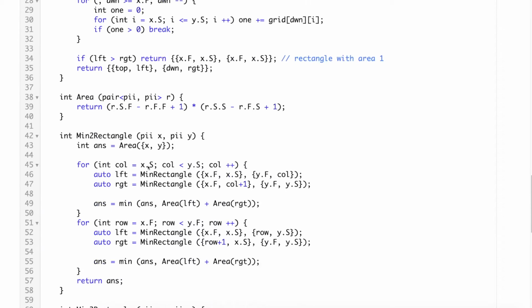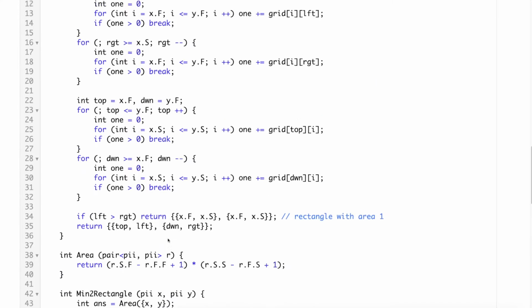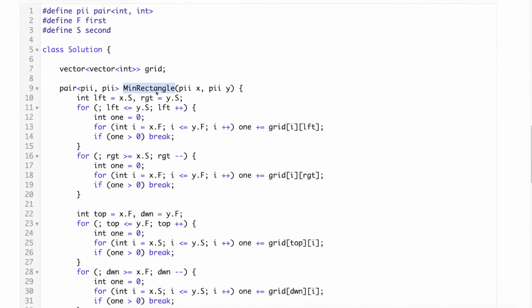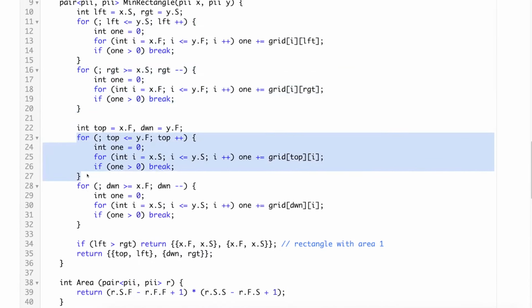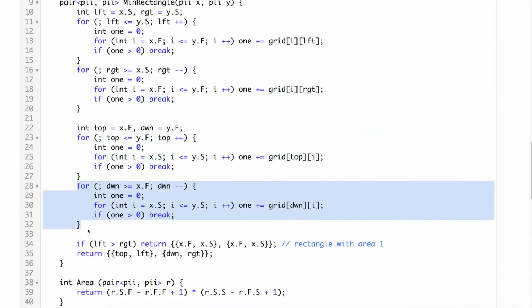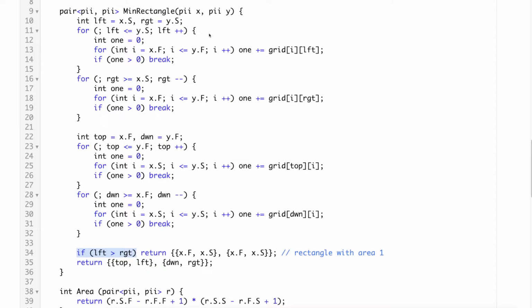Now min to rectangle is also similar. We are simply trying out all possible vertical and horizontal partitioning, and for each of them we are figuring out what is the minimum area to fill the right and the left, or top and the down, right? And finally, for minimum area for this entire rectangle, we are figuring out the left of the top left cell, the right of the bottom right cell, the top of the top left cell, and the bottom of the bottom right cell. And if there is no one at all in the current grid, we have to return a rectangle with area 1 at least.